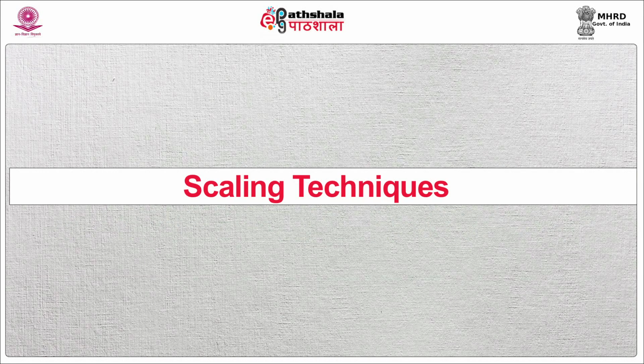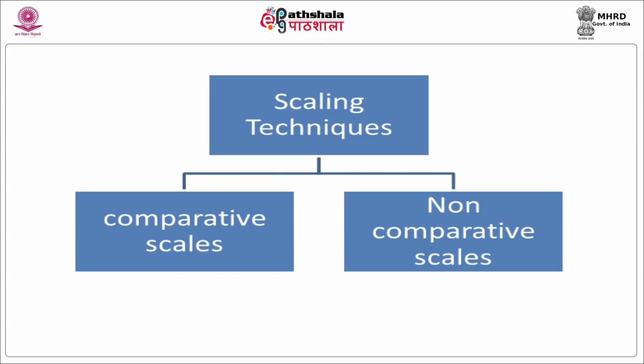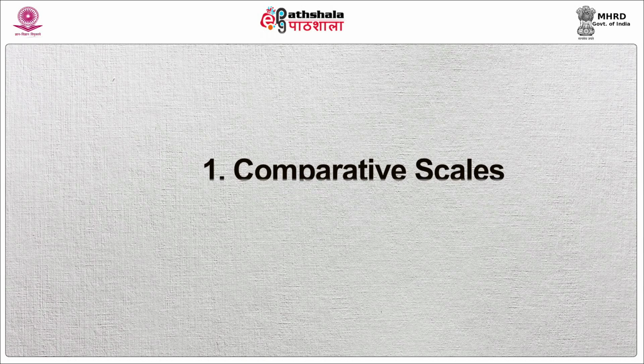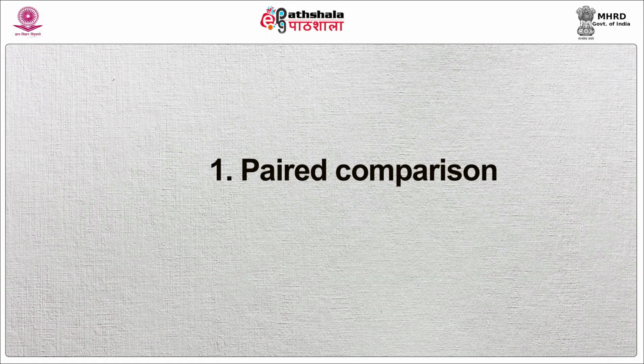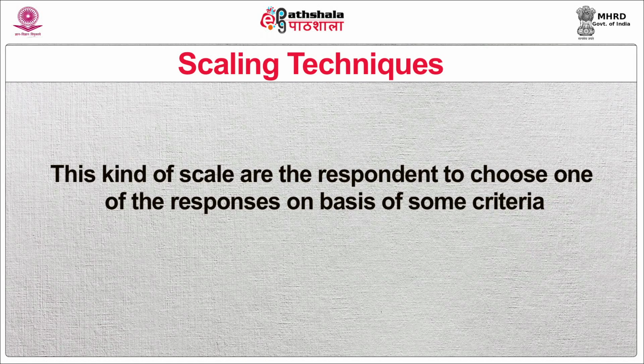Now we come to the scaling techniques. Scaling techniques commonly employed in research can be classified into two categories. Number 1. Comparative scales. Comparative scales refer to a set of scaling techniques which involves direct comparison between the objects being measured. The common techniques used in this category of scales are: first, the paired comparison. This kind of scale asks the respondent to choose one of the responses on the basis of some criteria. For example, which destination would a customer prefer, Jaipur or Goa?